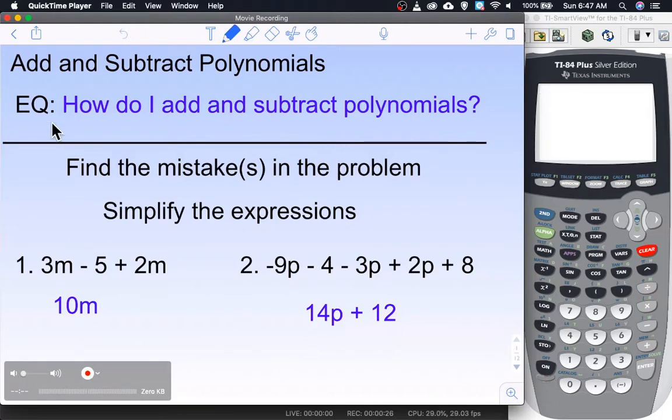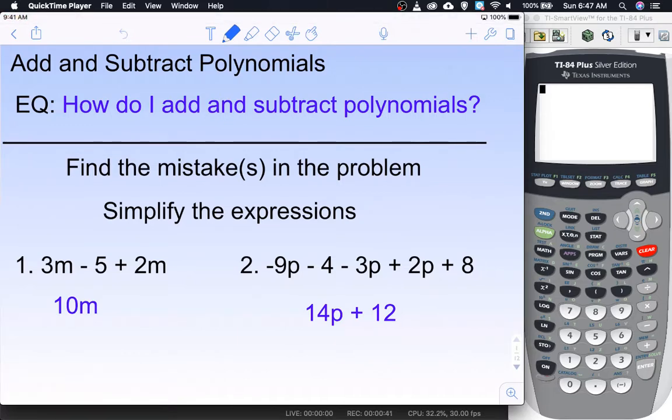Okay, how do I add and subtract polynomials? Is the essential question. Fairly straightforward. Down below here, see if you can quickly find the mistake. I'd say pause the video and see if you can find the mistake in these problems. These are things that you should be able to do.